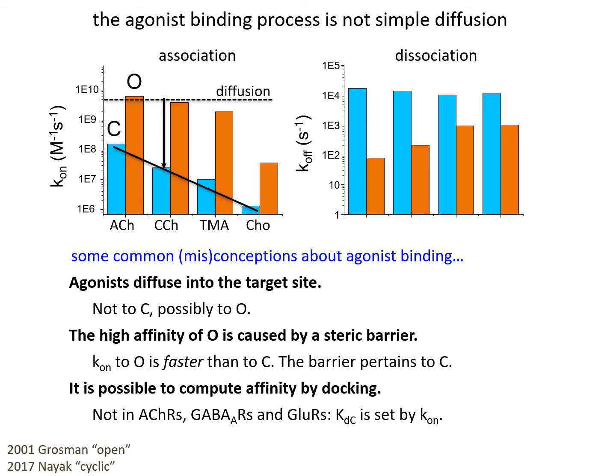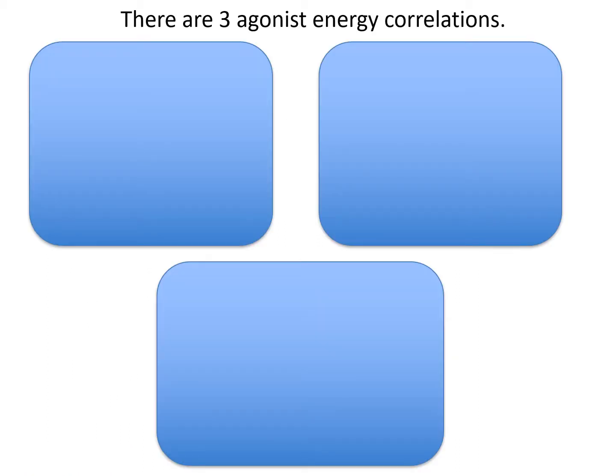So I want to continue with this idea that KDC is set by K on and take a little sidebar here and talk about correlations. So there are three agonist energy correlations. These are experimentally observed facts. These are observations that need to be incorporated into any conception about how the acetylcholine receptors work.